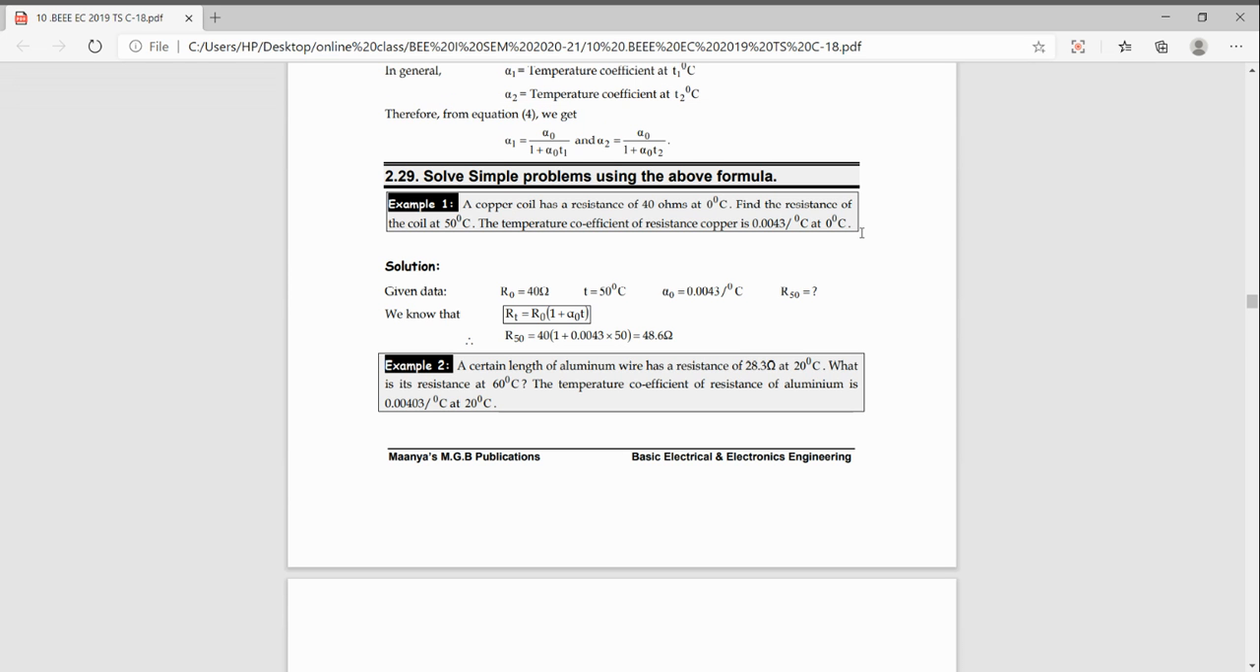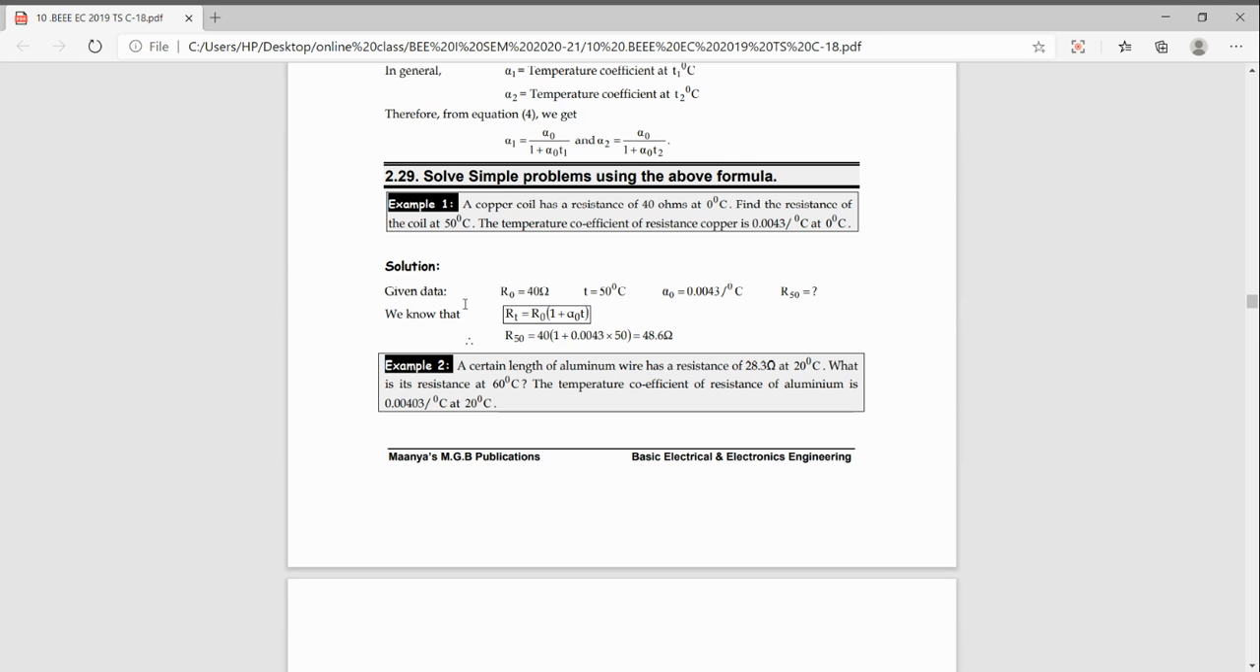First we have to write the given data. This is at 0 degree centigrade, so R naught is equal to 40 ohms, T is equal to 50 degree centigrade, and the temperature coefficient alpha naught is equal to 0.0043 per degree centigrade. What do I have to find? I have to find the resistance at 50 degree centigrade, that is R50, RT. So R50 is equal to how much?